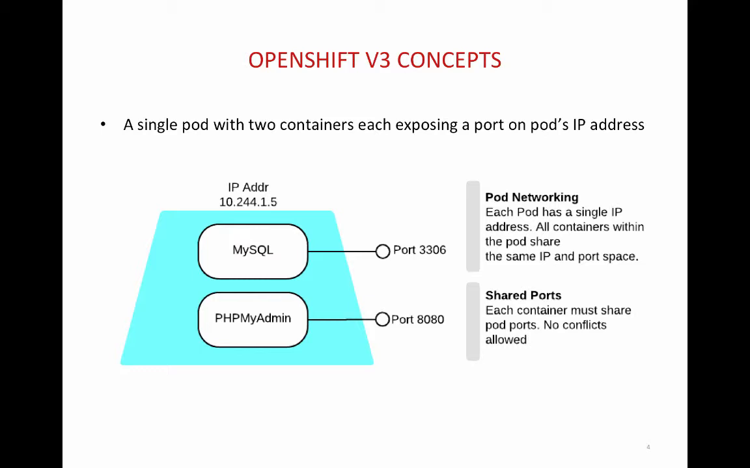So in this example that you're seeing here, the MySQL database and the administration, the phpMyAdmin, are two different containers running within the same pod. Now, the MySQL container would expose port 3306 to connect to the MySQL database, which is the standard port for MySQL, and phpMyAdmin would use port 8080. These two ports are within the same pod, and the pod itself is getting an IP address, right?